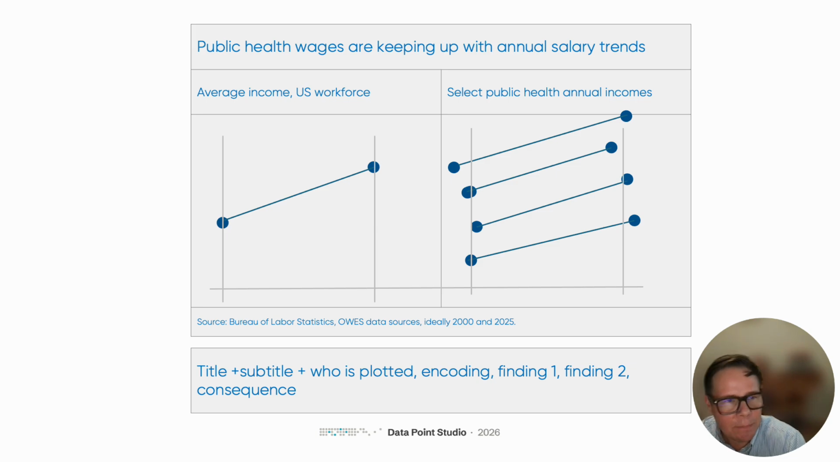Then step 2 is I need to move to my hypothesis, and I want to, in the space of visual storytelling, visualize my hypothesis. So what does that look like? Well, I just basically plot things into the frame. So here I'm going to be telling a story about public health wages. And my hypothesis is that public health wages are keeping up with annual salary trends.